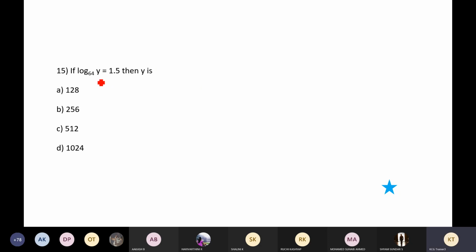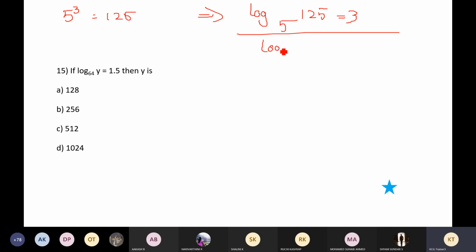Guys, listen here. What is the expression that is written in this format? For example, y cube is 125. So how do I write this in terms of log? Log of 125 to the base 5 is equal to 3. Similarly, here this question says log of y to the base 64 is equal to 1.5.